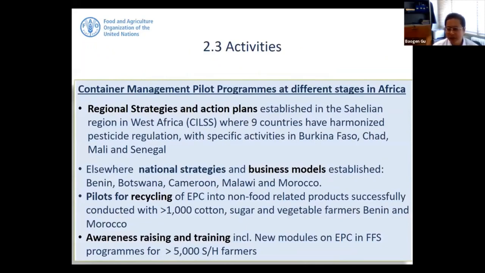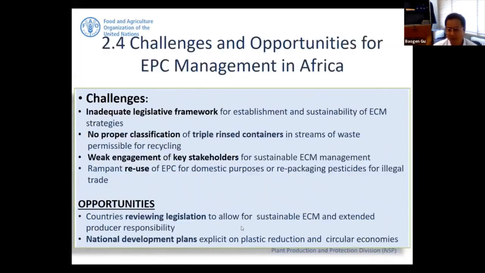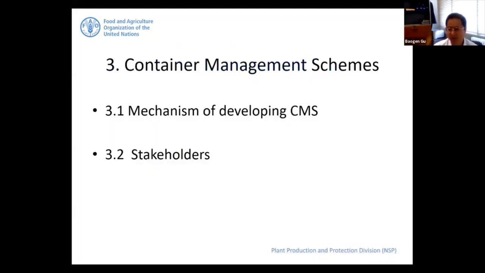FAO is supporting member countries on containers. Taking Africa for example, we are supporting the development of a regional strategic action plan. We also support developing national strategies and business models, and we are conducting pilots for recycling, as well as supporting awareness raising and training. There are challenges such as an inadequate legislative framework, no proper classification, weak engagement of key stakeholders, and a lack of incentives and sustainable financial mechanisms.